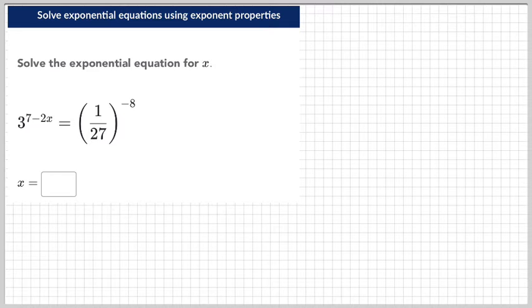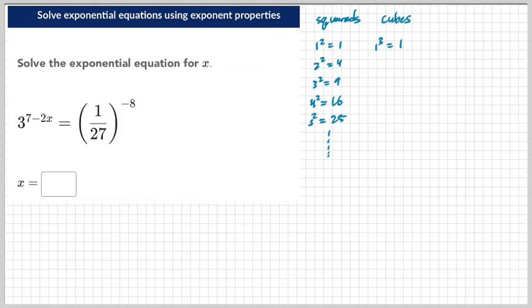You guys should know your squareds kind of well, and you should know your cubes pretty well. Do you know your squareds? 1 squared is 1. 2 squared is 4. 3 squared is 9. 4 squared is 16. 5 squared is 25. Okay, what about the cubes, though? I think there's a lot of you that might not know your cubes very well.